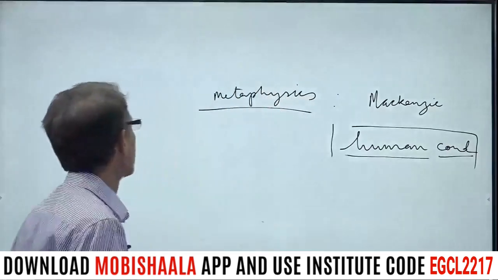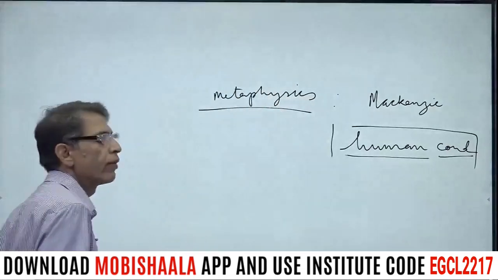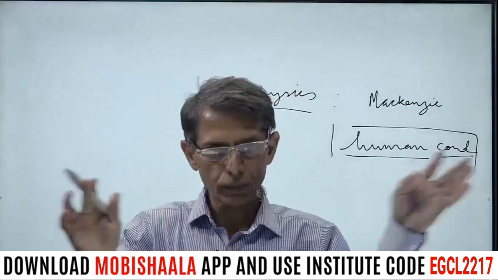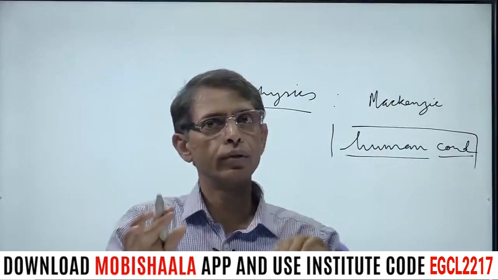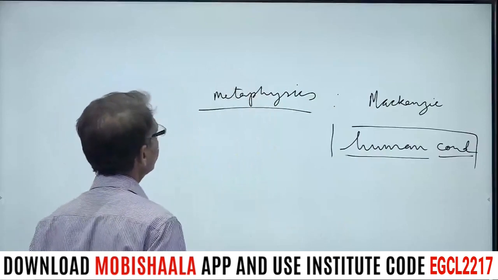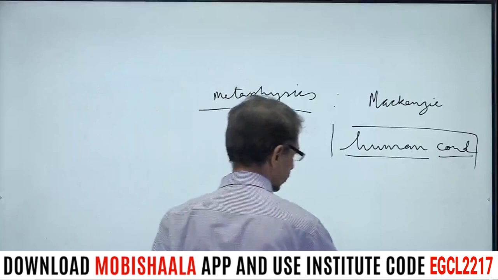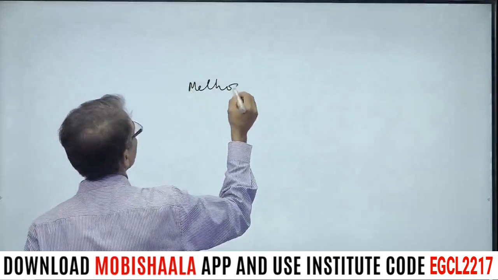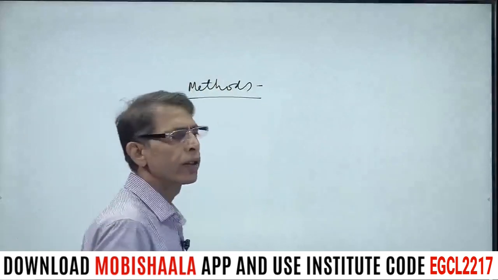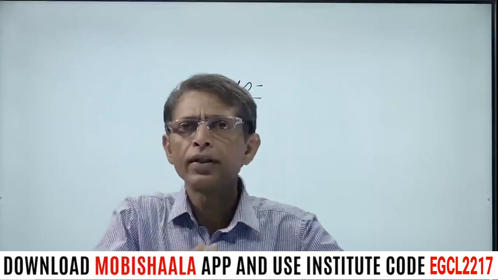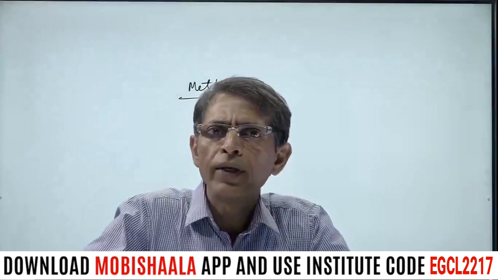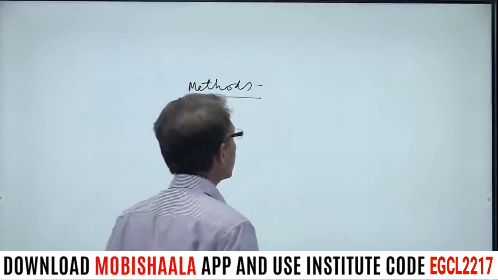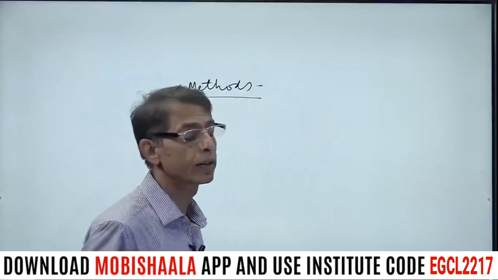Just try to understand. We have discussed the nature of ethics, the definition of ethics, the literal meaning of ethics, and now we are going to discuss the methods. What is the method of ethics? There are many different kinds of ethics. And before going to method, let me conclude one thing: what kind of science is ethics.